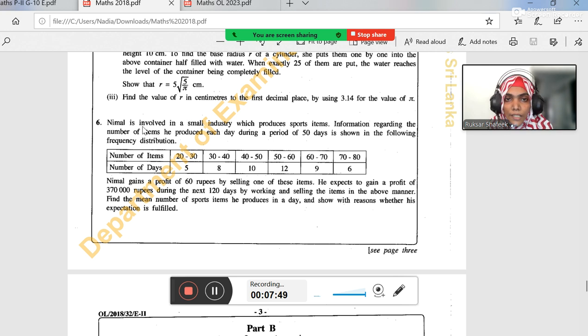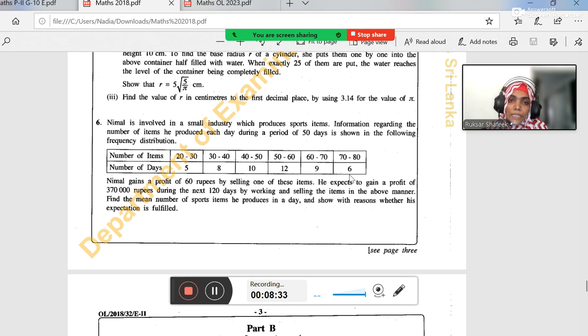Nimal is involved in a small industry which produces sports items. Information regarding the number of items he produced each day during a period of 50 days is shown in the following frequency distribution. So we have the number of items 20 to 30, 30 to 40, 40 to 50, 50 to 60, 60 to 70, 70 to 80, and the number of days as well, 5, 8, 10, 12, 9 and 6. Nimal gains a profit of 60 rupees by selling one of these items. He expects to gain a profit of 370,000 rupees during the next 120 days by working and selling the items in the above manner. Find the mean number of sport items he produced in a day and show with reasons whether his expectation is fulfilled or not.